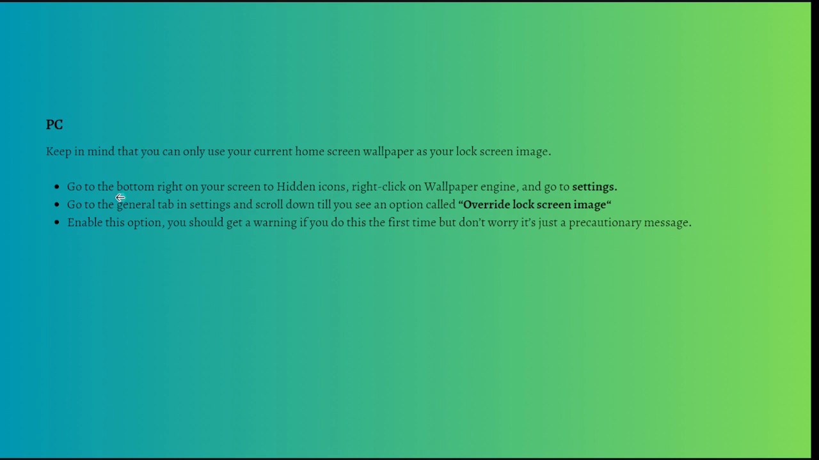First, what you'll need to do is go to the bottom right of your screen to hidden icons, and then just right click on Wallpaper Engine and go to your settings. After that, go to the General tab in the settings and scroll down till you see an option that is called Override Lock Screen Image. You can enable this option. You should get a warning if you do this for the first time, but don't worry, it is just a precautionary message. So that is what you'll need to do if you're using a computer.